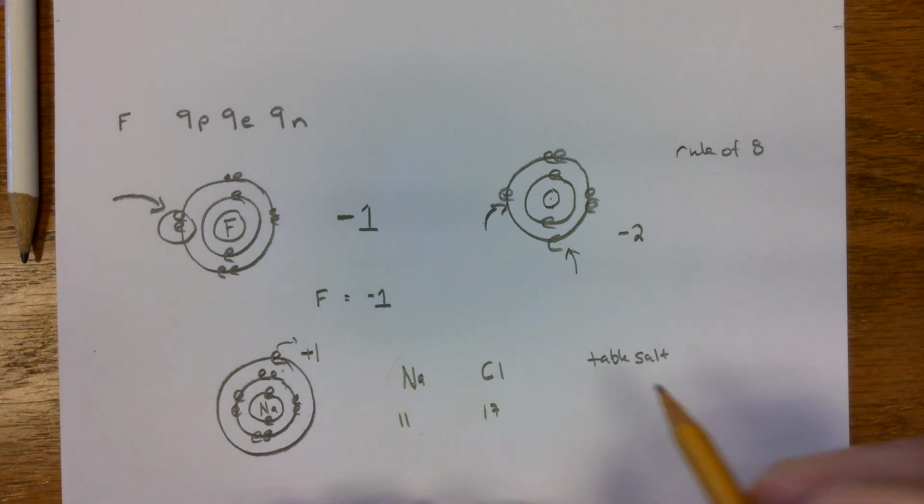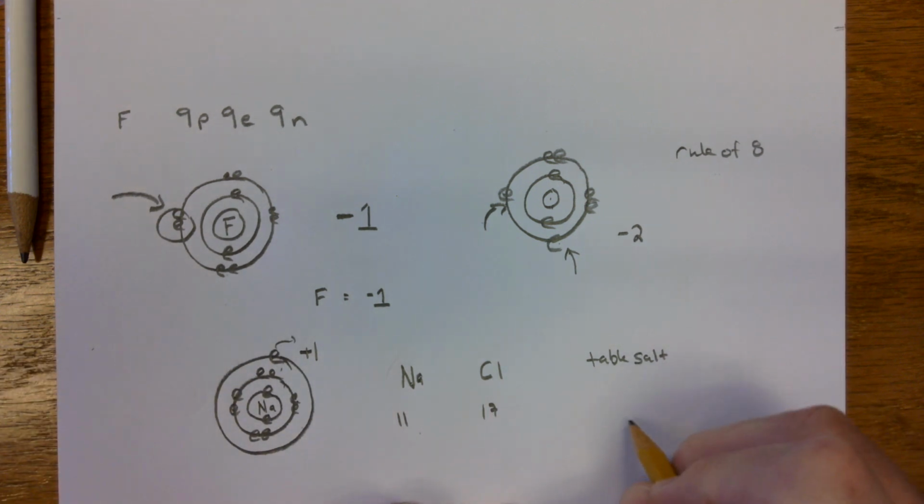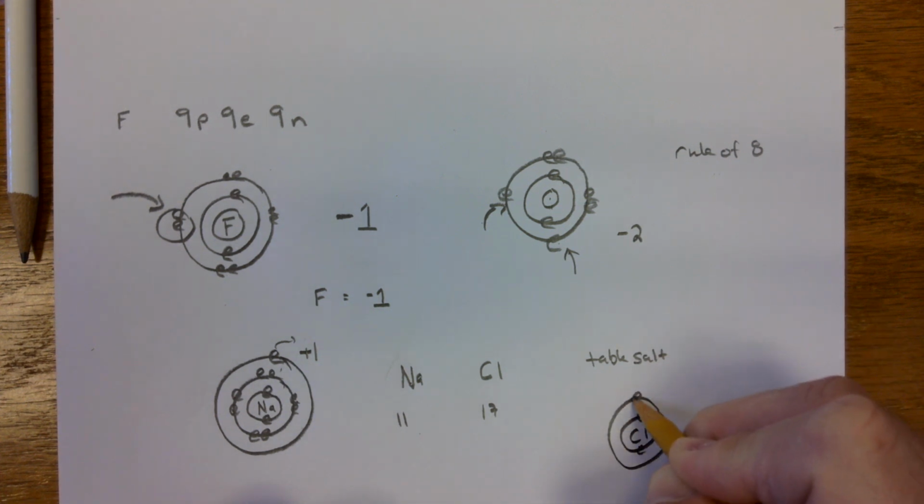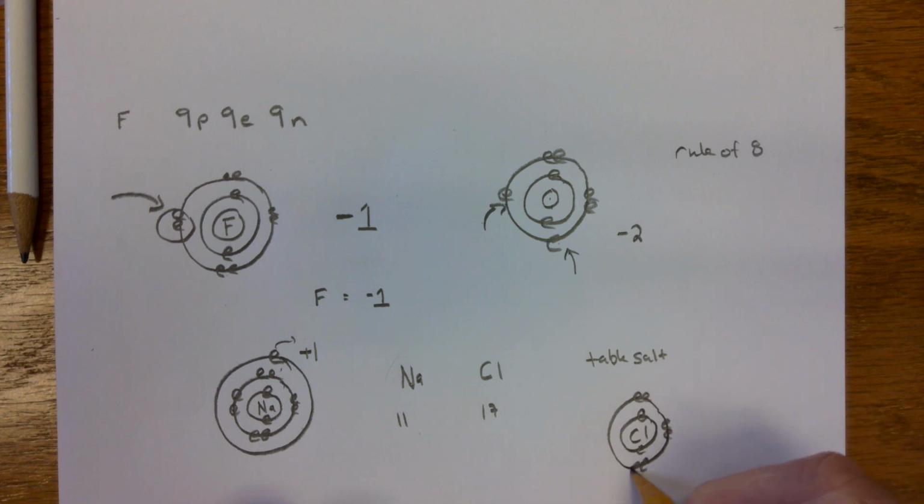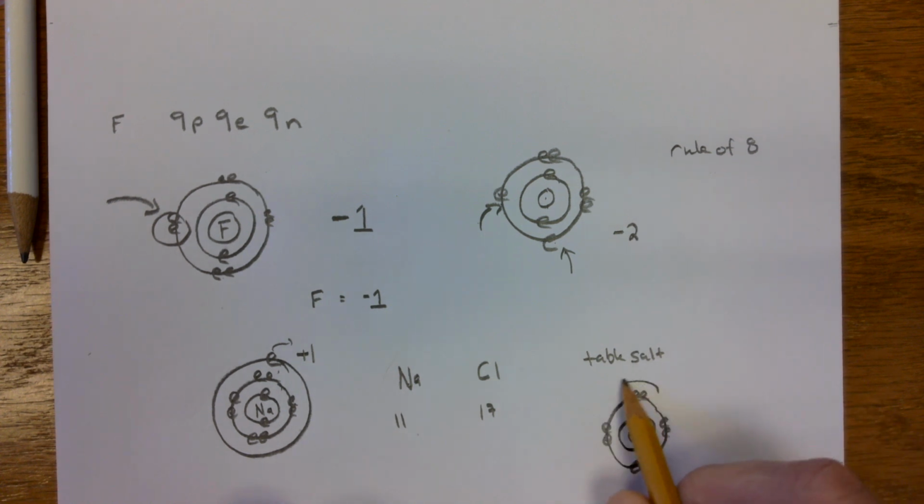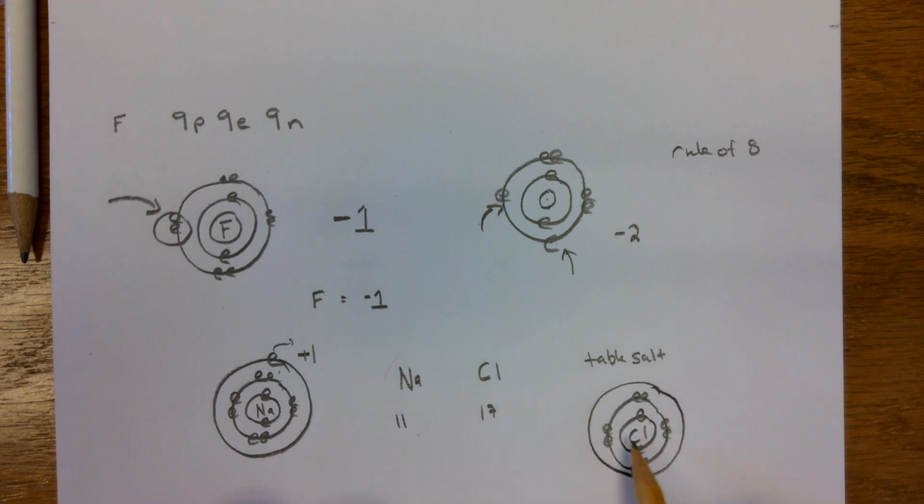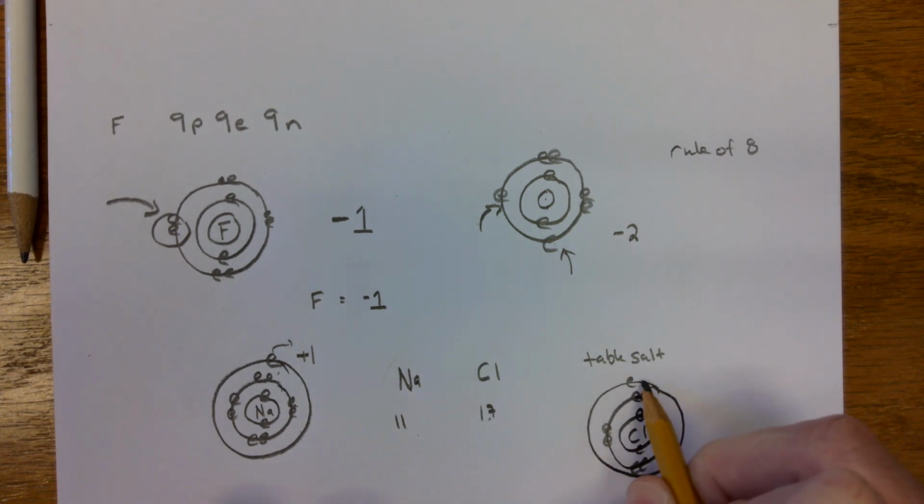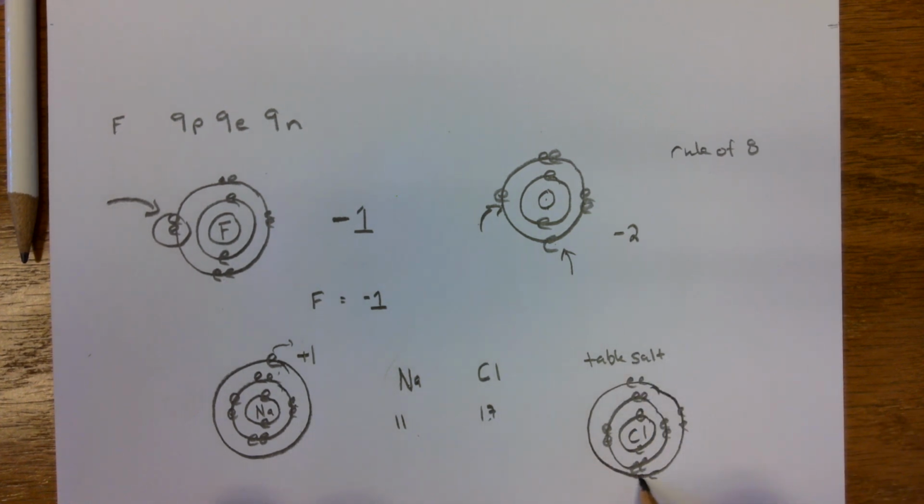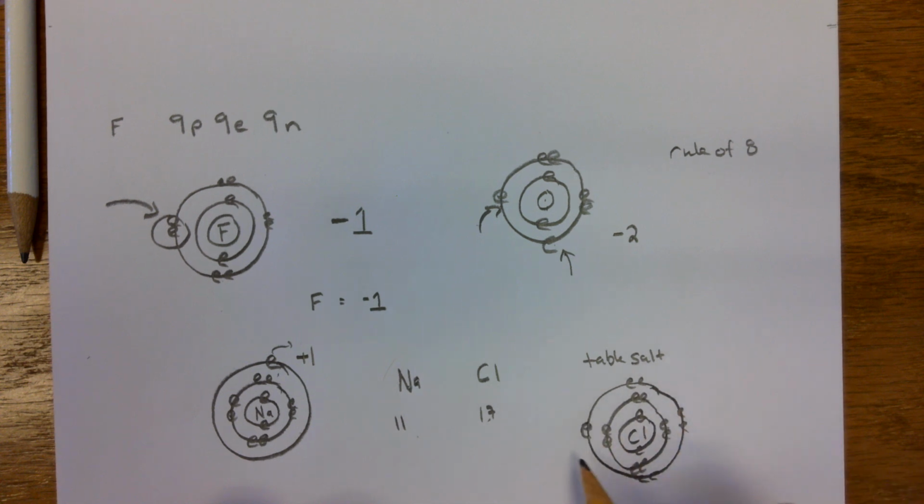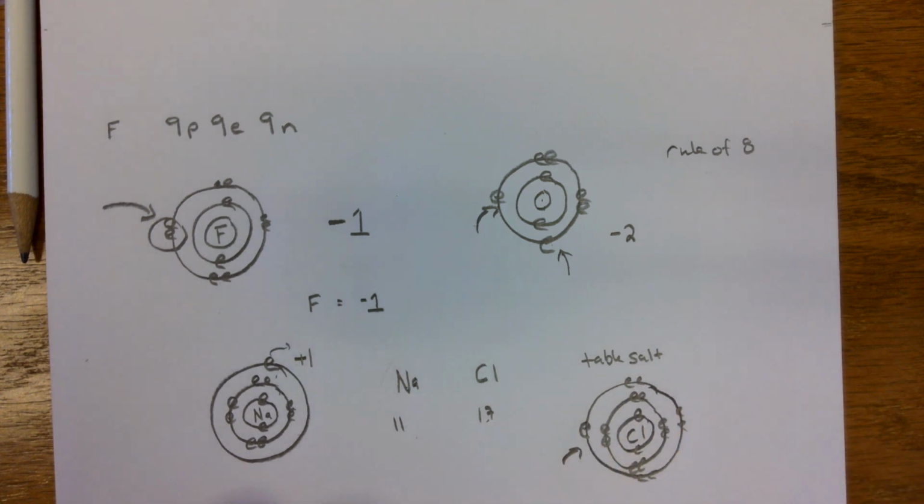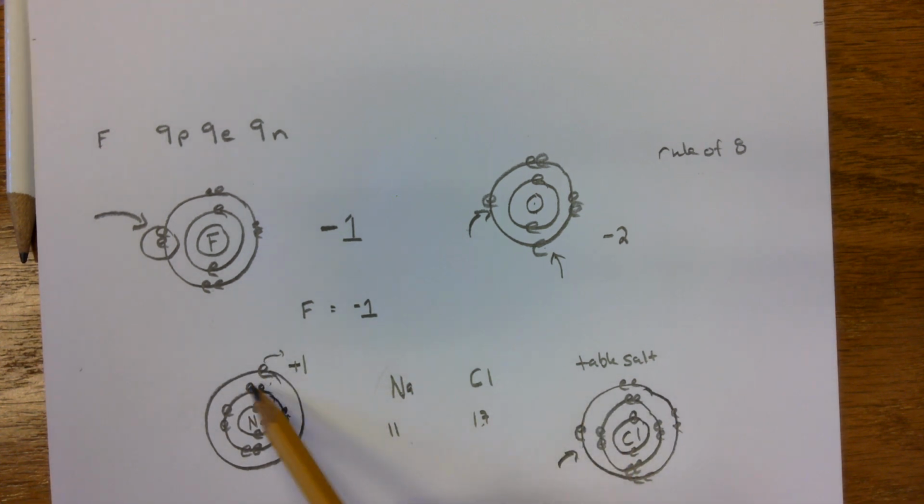Hang in there. We know that chlorine is 17. So chloride, we're going to do 2, 3, 4, 5, 6, 7, 8, 9, 10 altogether. And if we know there's 10 so far, there's 7 on the outside. 1, 2, 3, 4, 5, 6, 7. It needs 1. If it needs 1, it can borrow from the sodium and they will bond together.